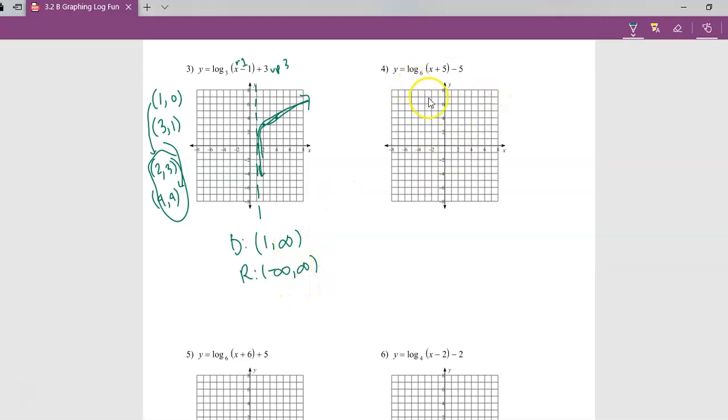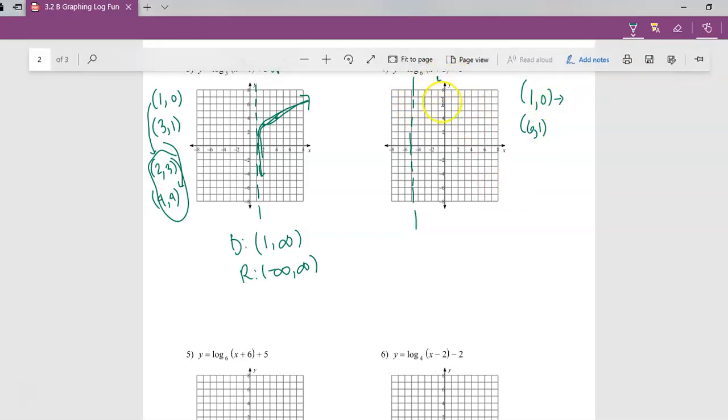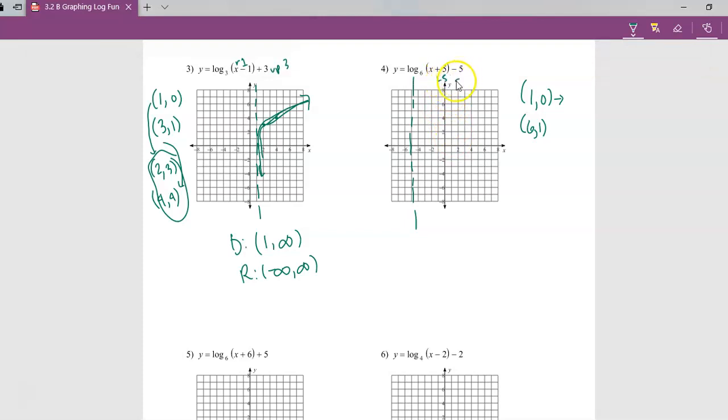Okay. So on number 4, my base is 6. So 1, 0, 6, 1 are my 2 points that are being transformed. My vertical asymptote is usually here at 0, but it's going left 5. So I'll sketch that in. Okay, 1, 0 is going left 5 and down 5. So at 1, 0 I go left 5, 1, 2, 3, 4, 5, and I go down 5, 1, 2, 3, 4, 5. So at negative 4, negative 5.